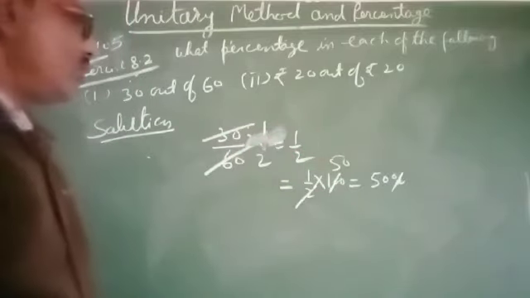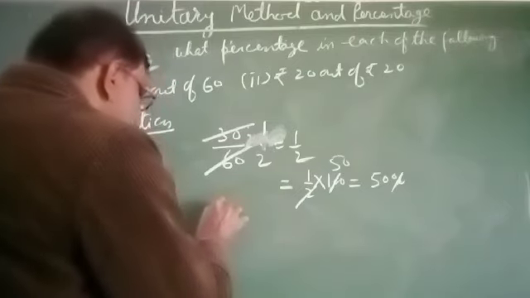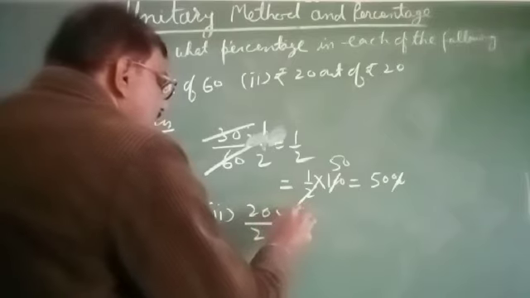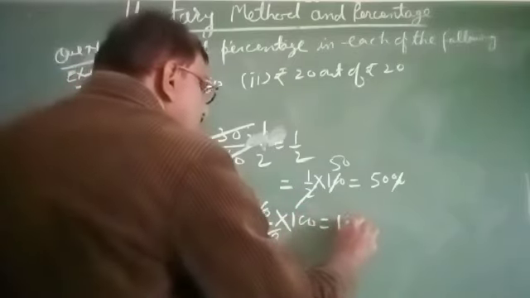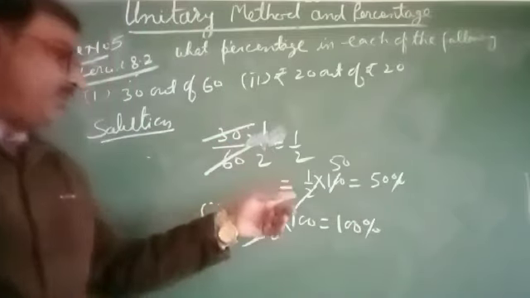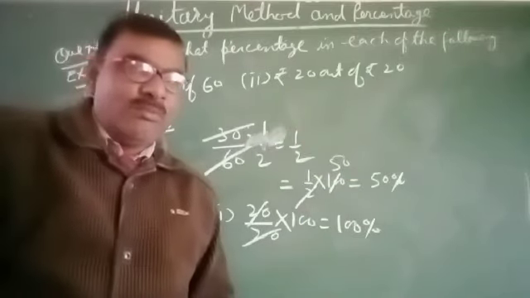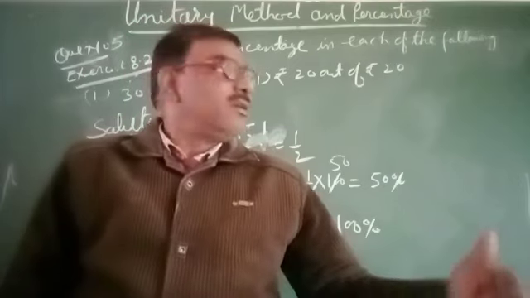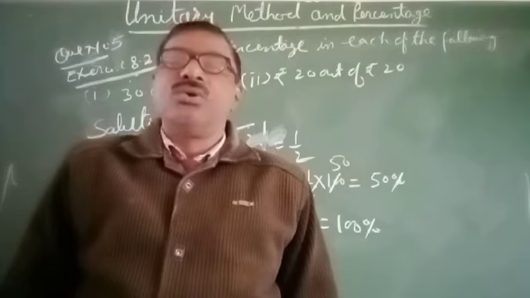Now the second part, 20 out of 20, multiplied by 100, will be equal to 100%. So 30 out of 60 will be 50% and 20 out of 20 will be 100%. So dear students, I hope that all these questions are clear to you. Thank you so much.